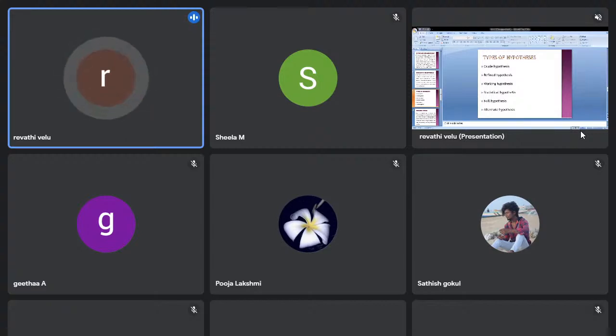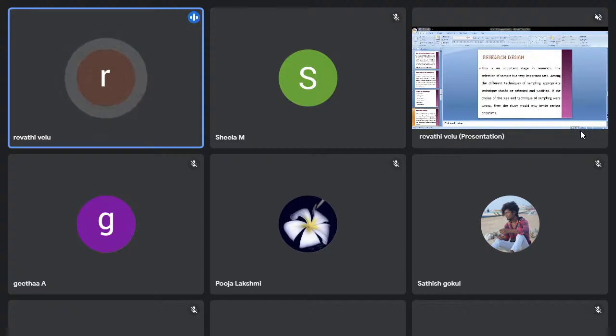So in a research paper, we will be doing only the null hypothesis and alternative hypothesis. We don't have the refined, working, statistical hypothesis and all. We will be giving more importance to the null hypothesis and alternative hypothesis.